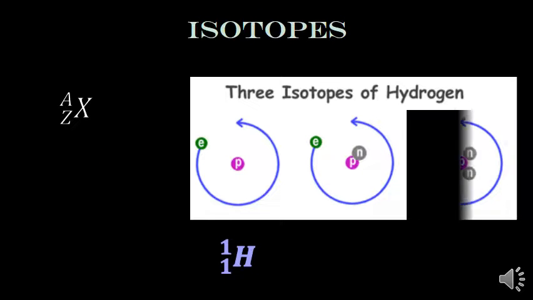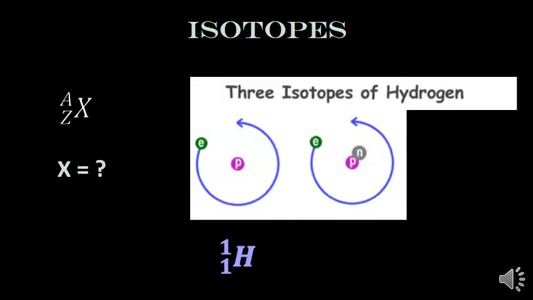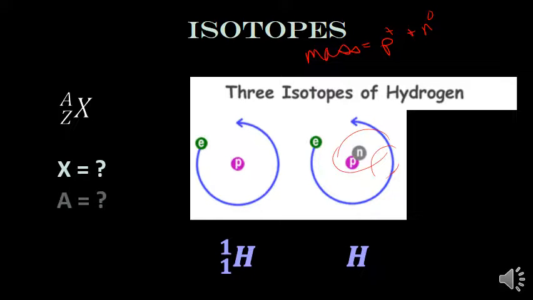Let's look at the second isotope of hydrogen. X again is H. A is the atomic mass. Remember, the mass equals protons plus neutrons. So this isotope has a mass of 2. 1 proton plus 1 neutron equals 2. And the atomic number for this guy, the number of protons, well, that doesn't change for hydrogen. It's always 1.